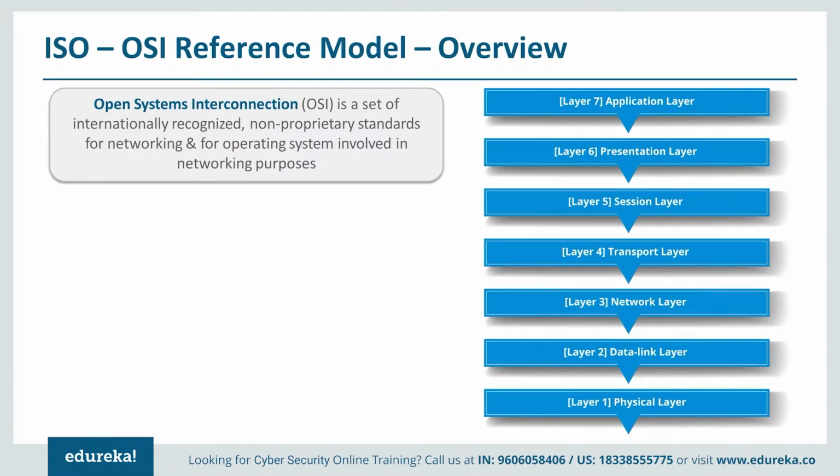This is the OSI reference model. As we start from the ground up, the physical layer is actually where the physical devices work. You can have the hub or the networking cables connected to a device. Anything you physically work on is called the physical layer.